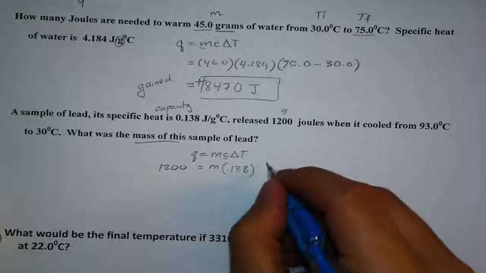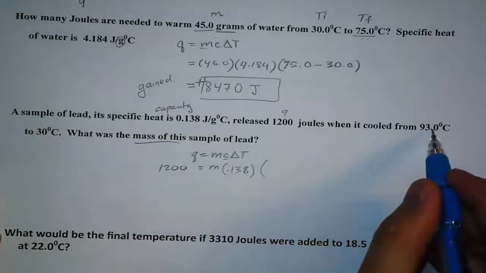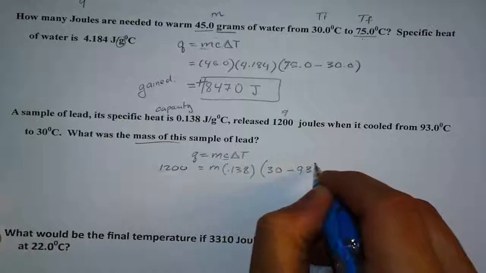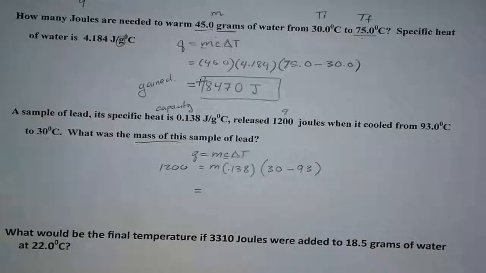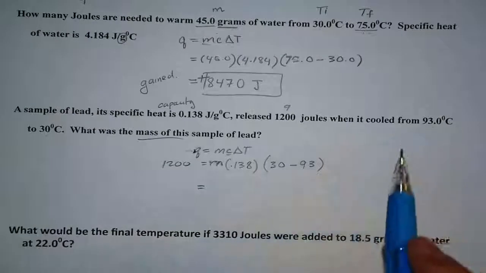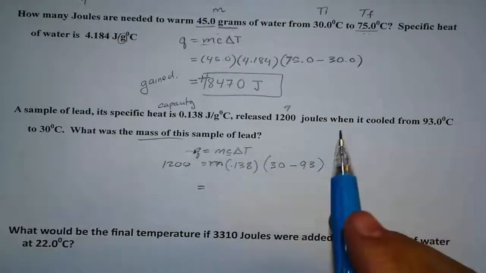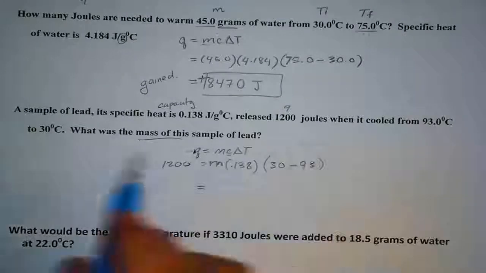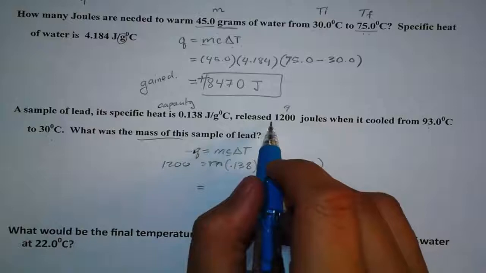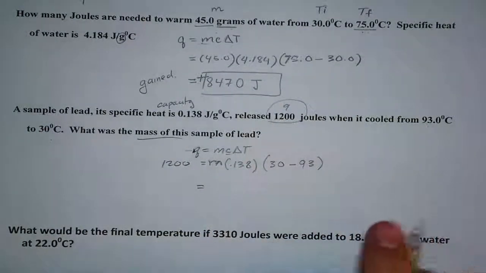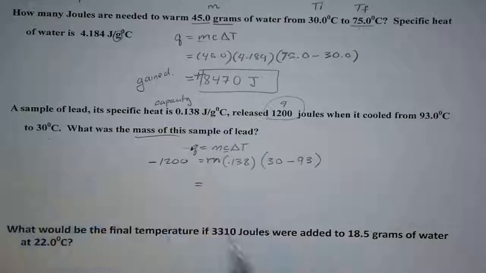And do we know our delta T? Of course, from final minus initial. In this case, the final is 30 and the initial is 93. Okay? Isn't that easy? And of course we know that this is losing. Notice how this system is losing energy. And how do we know? It's starting from a very high temperature to a very low temperature. So there's one last tricky part here: when it loses energy, it's actually a negative. So we have a negative 1200 joules.